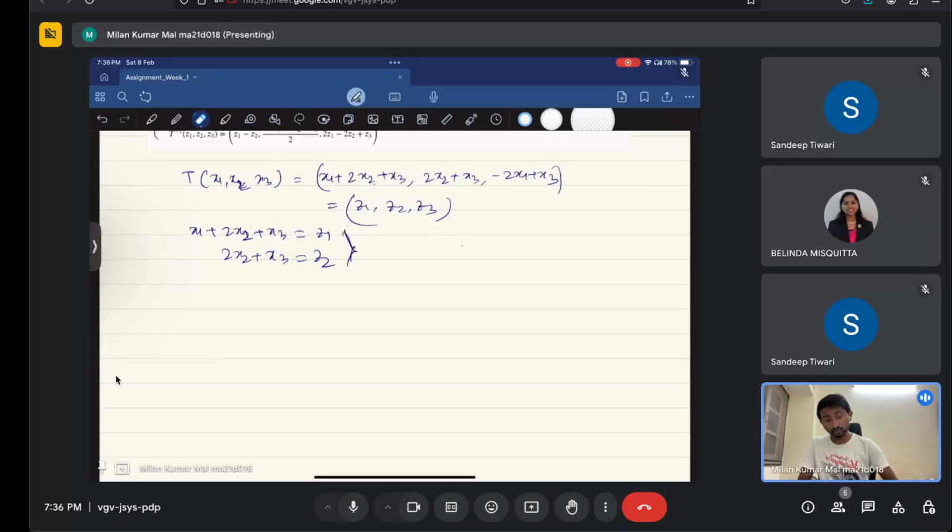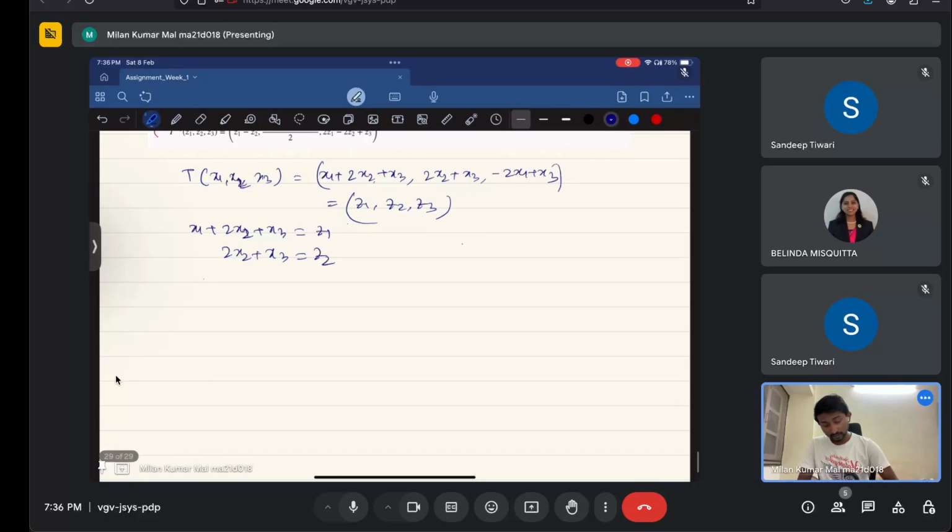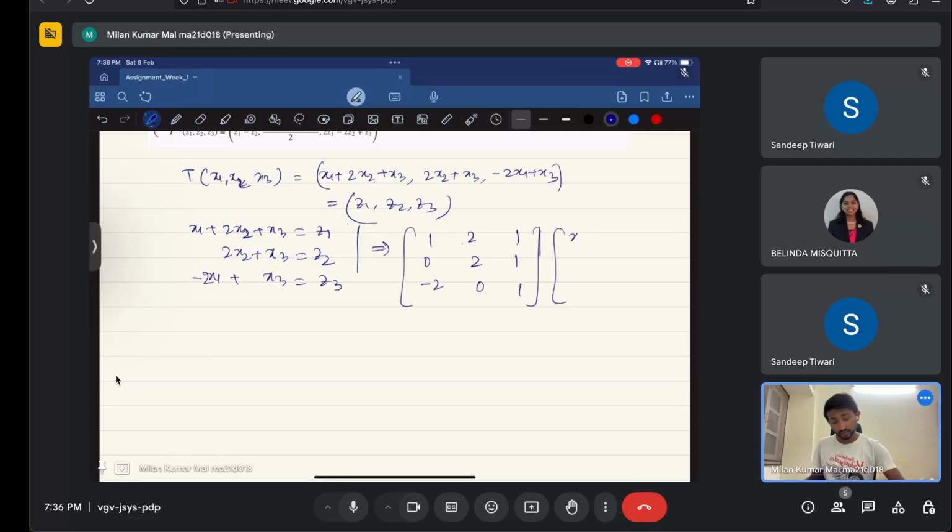Whenever you quick check, you have to find some easy patterns. Minus 2x1 plus x3 equals z3. So this will be transformed to the system of linear equations with the matrix 1 0 2, 1 minus 2 0, 1, multiplied with the vector x1, x2, x3, which should equal z1, z2, z3.